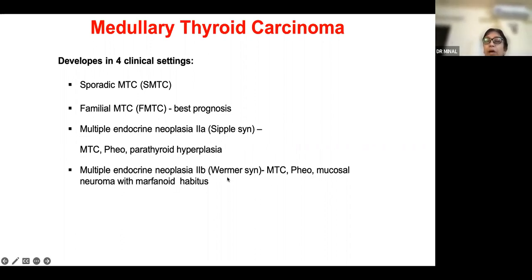Then the MEN2B or the Wermer syndrome. Here it is just the thyroid, parathyroid, and pheochromocytoma, the same. But besides this, there is also mucosal involvement. There are mucosal neuromas and the marfanoid habitus. The physical appearance will be tall, thin, marfanoid picture, like Marfan syndrome. And there are also multiple mucosal neuromas.